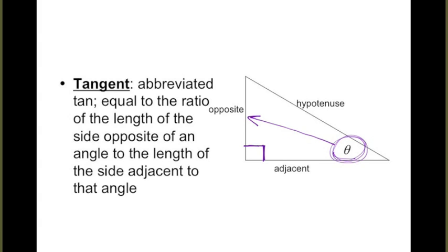And the adjacent, which is right next to the angle on which we're placing our focus. Adjacent actually means next to. Like my room is adjacent to Mrs. Mimi's room because it's right next to her room.